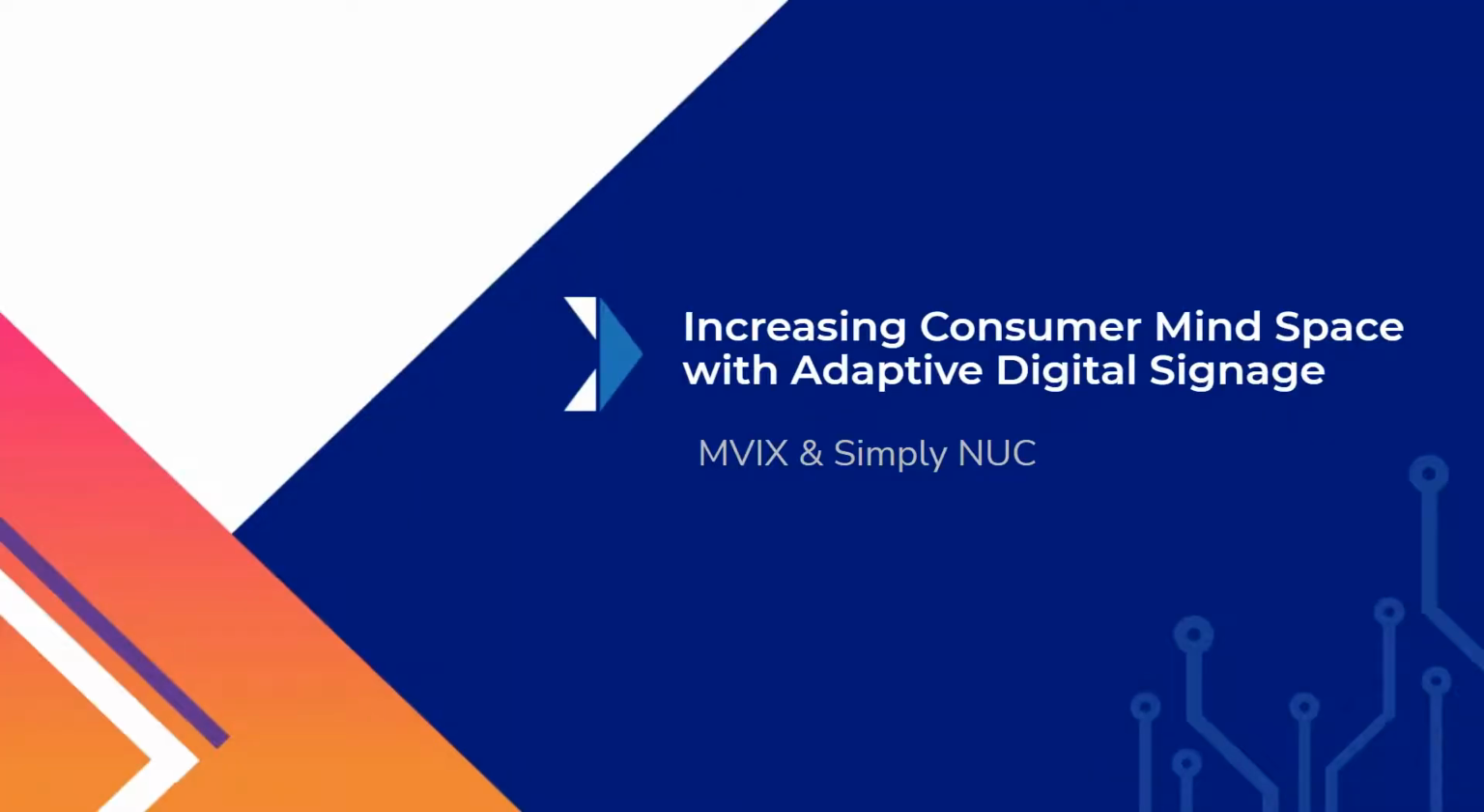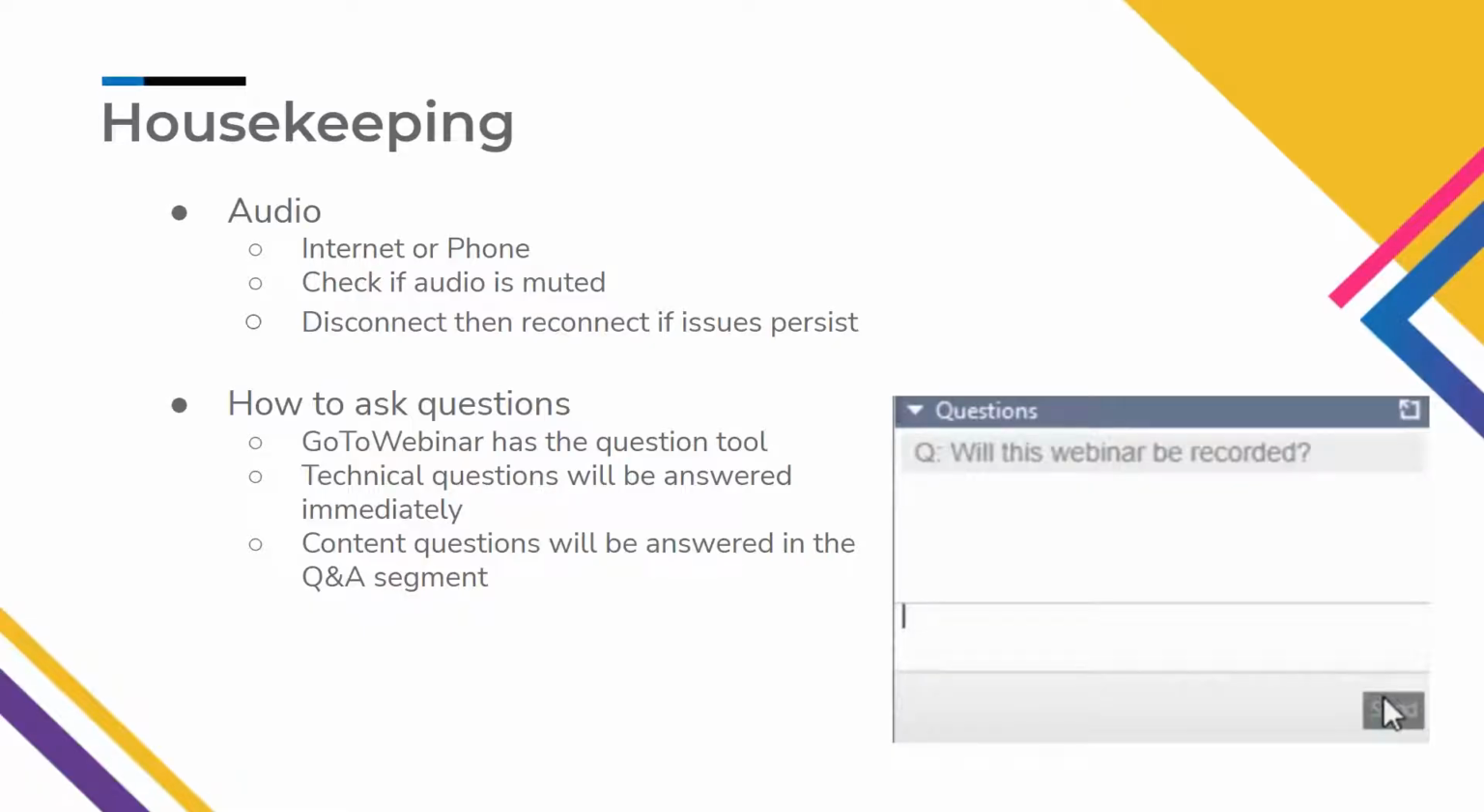So my name is Mike Killian. I'm with Mvix, and today's webinar is with our valued partner SimplyNUC. We're going to dig a little bit into increasing consumer mind space with digital signage, and more specifically with adaptive digital signage. In a little bit, we'll get into this whole concept of adaptive signage and what that means, especially looking ahead to 2022. But that's our goal today, and luckily we have the SimplyNUC team here to help land some important takeaways for you. So thanks again for joining.